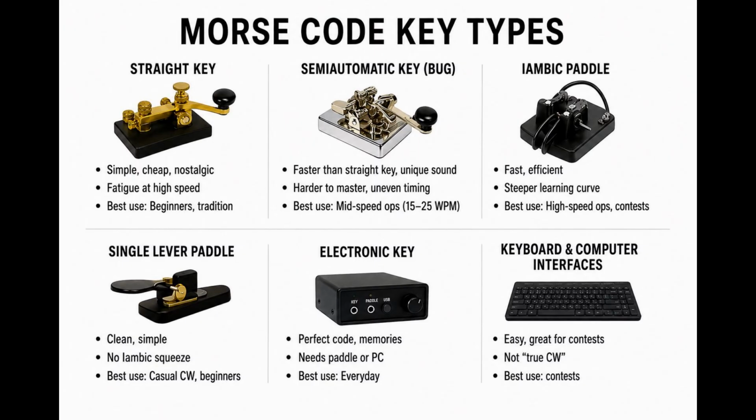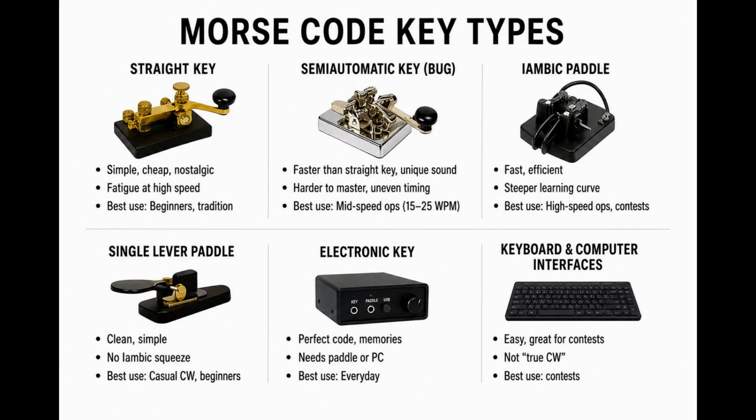The straight key is the most traditional and simplest Morse key. It consists of a lever, often with a knob, that completes an electrical circuit when pressed down. Each press produces a dot or dash depending on how long the operator holds it. The operator taps or holds the lever to create the rhythm of dits and dahs manually. Timing depends entirely on the user's hand coordination.